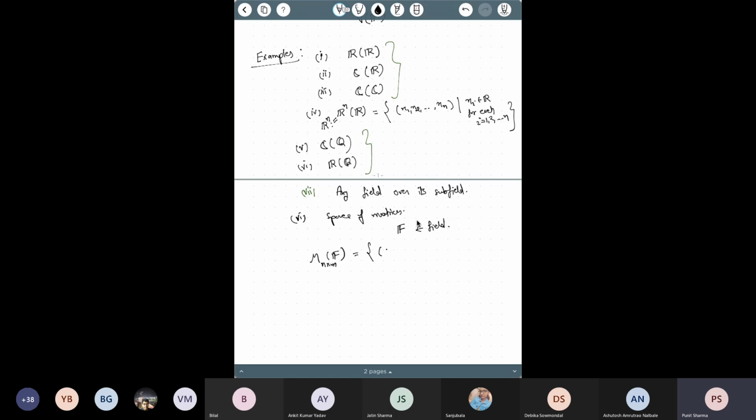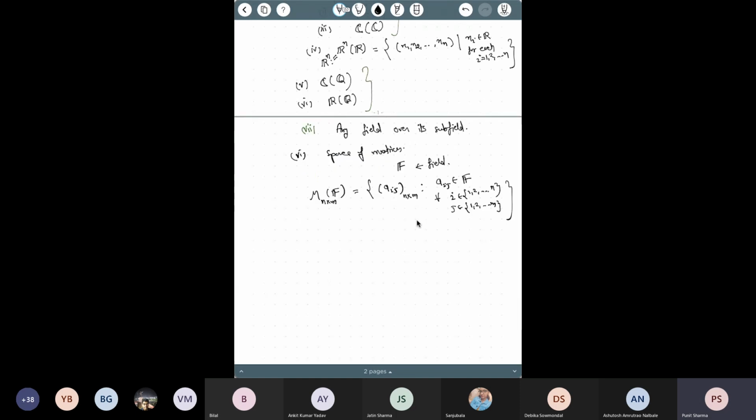So what are these? These are the set of all matrices of size N cross M, where these Aij's belong to the field F for all i in 1 to N and j in 1 to M. Okay. So this set, you can check that this set forms a vector space over F under usual addition and scalar multiplication of matrices. All right.